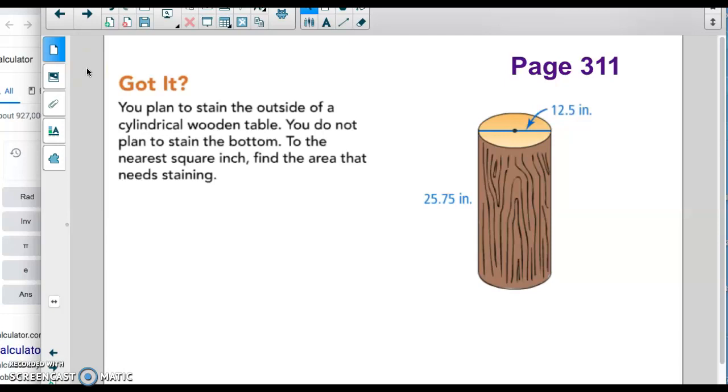You plan to stain the outside of a cylindrical wooden table. You do not plan to stain the bottom. Okay, that is a very important point of this. So I would like everyone to highlight, circle, underline. You do not plan to stain the bottom. Every year, students ask me this question, why is my answer wrong? Why is my answer wrong?